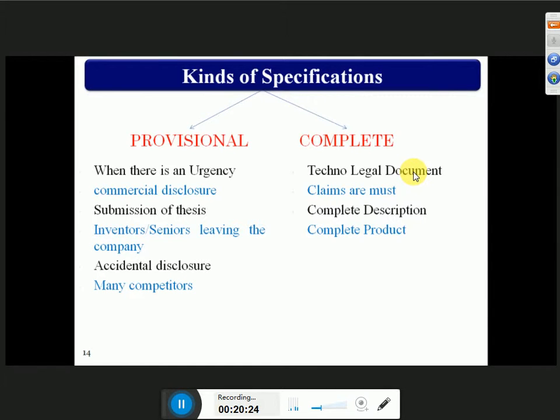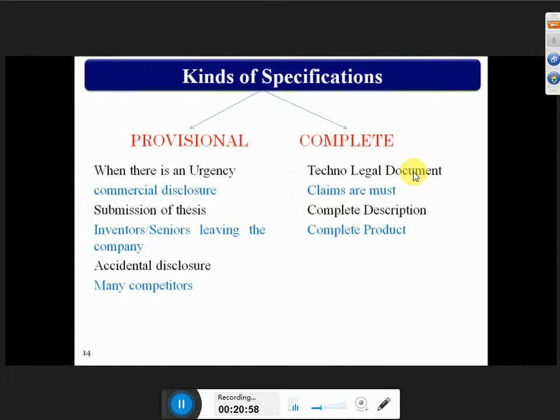A provisional application must be filed when there is an urgency. That means you know that yes, I should file the patent right now. I should go for my idea and I will complete it within a specified period of time. Examples are before the submission of a thesis, inventors or seniors leaving the company, accidental disclosures, and many competitors. These are the various facts we should take care of when filing the provisional application.